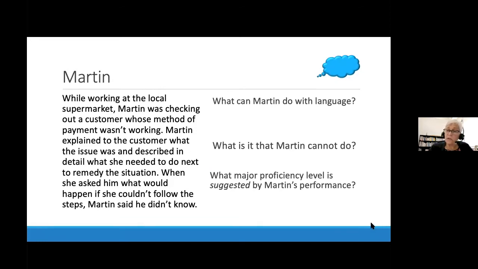So what is it that Martin can do with language? What is it that he cannot do? And what major proficiency level is suggested by Martin's performance? Take a moment to think about that.